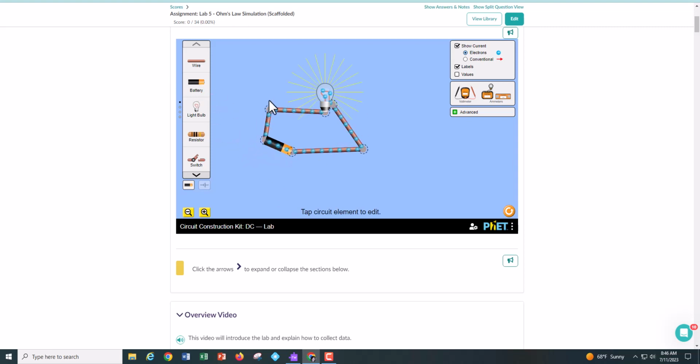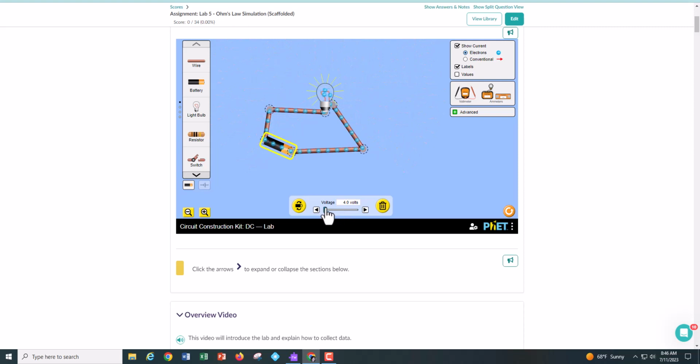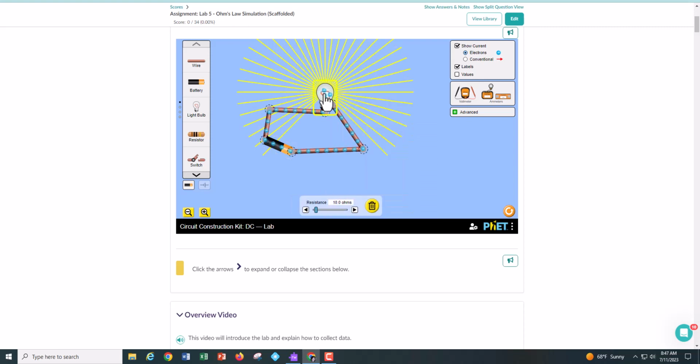Now, when you add that battery, you can see that there's a potential difference of voltage, current will start to flow, and the light bulb turns on. If you want to see the voltage, if you click on it, you can adjust the voltage here. Notice that when you increase the voltage, the current increases. And if you want to know what's going on with the light bulb, you can increase its resistance if you want to.